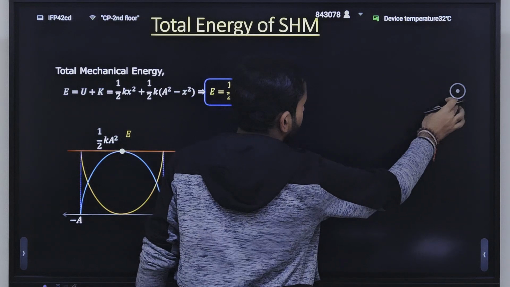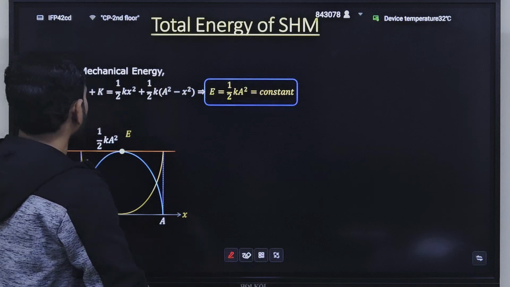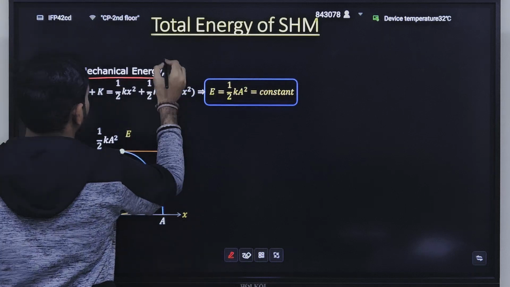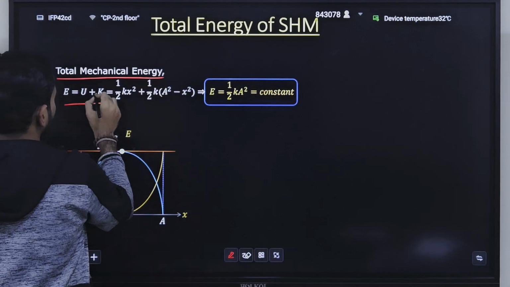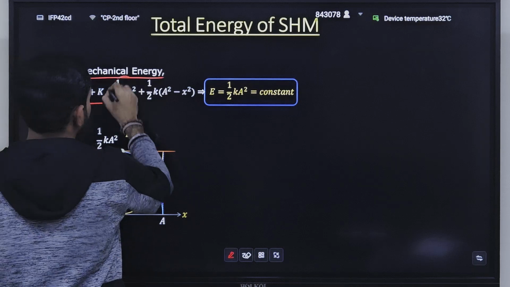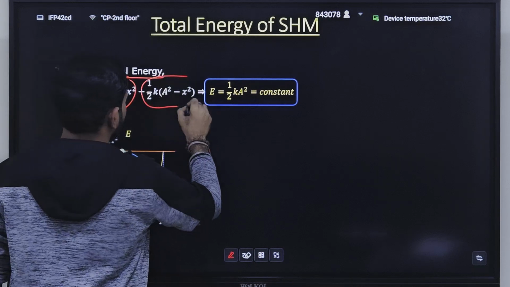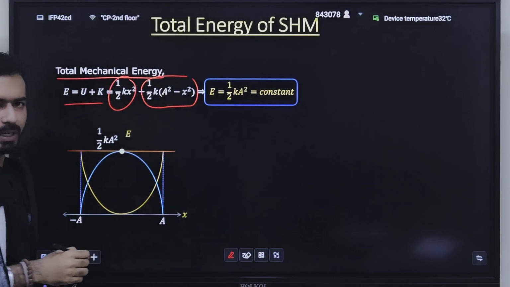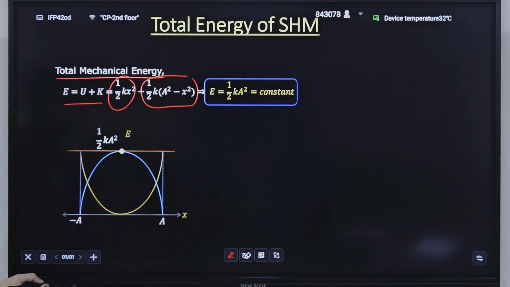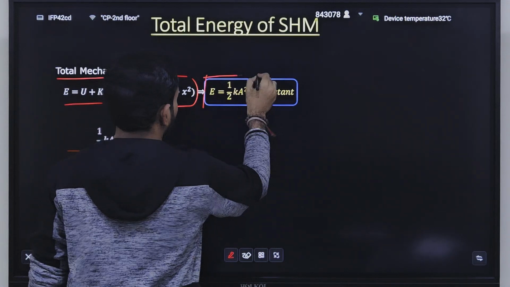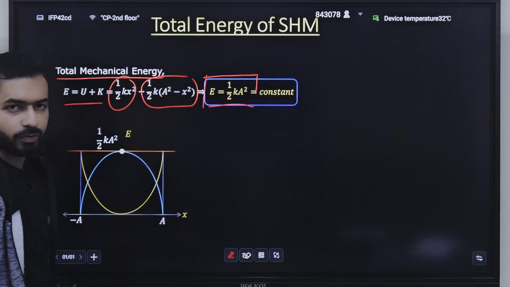Then, see, total mechanical energy. How can you solve it? Energy is equal to potential energy plus kinetic energy. Half k x square plus half k into a square minus x square, because total energy is potential plus kinetic. So what is the total energy? Half k a square. Can I say it is independent of x?